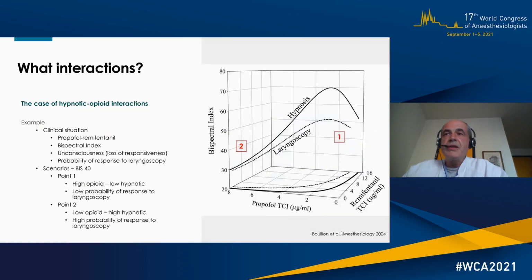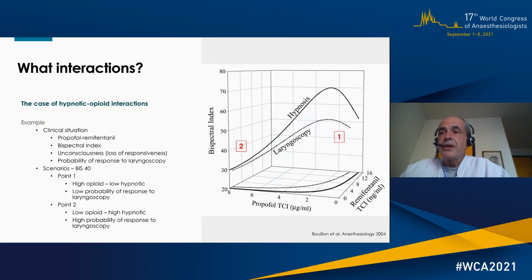Let's take a relatively simple example, derived from the reference paper by Bouillon and colleagues. Let's imagine a propofol remifentanil TCI anesthesia with bispectral index monitoring. On this graph, you can see the isoboles of 50% probability of response to laryngoscopy or to command.